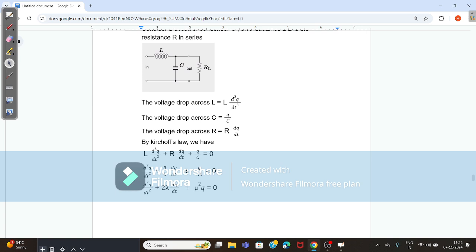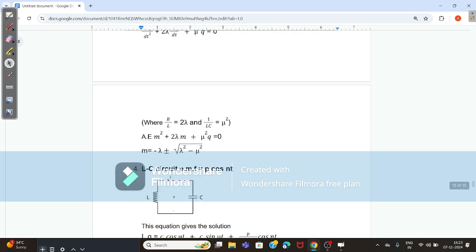In the place of R by L, I am putting 2 lambda, and in the place of 1 by LC, I am taking the value mu square. So the equation becomes d square q by dt square plus 2 lambda dq by dt plus mu square q is equal to 0. When you find the auxiliary equation, m square plus 2 lambda m plus mu square is equal to 0, where the value of m is minus lambda plus or minus root of lambda square minus mu square.